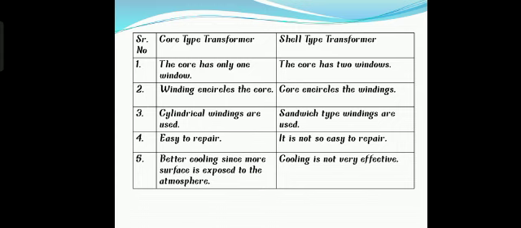Core type: cylindrical windings are used. Shell type: sandwich type windings are used. Core type is easy to repair, and shell type is not easy to repair. Core type transformer has better cooling since more surface is exposed to the atmosphere. Shell type cooling is not very effective.